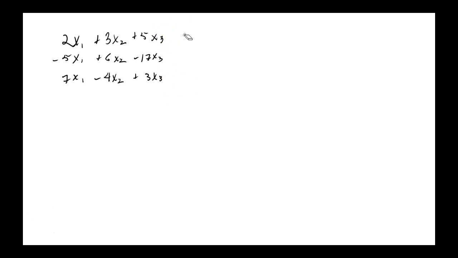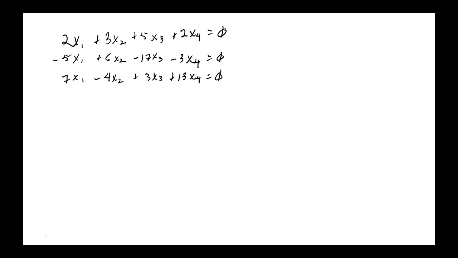The first equation is 2x1 plus 3x2 plus 5x3 plus 2x4, and that's equal to 0. The second equation is minus 5x1 plus 6x2 minus 17x3 minus 3x4, and that's equal to 0. And the next one is 7x1 minus 4x2 plus 3x3 plus 13x4, and that's equal to 0.